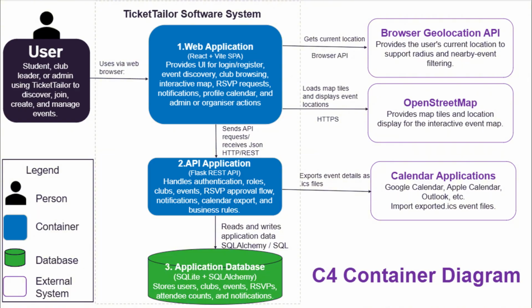The third one is the application database. In local deployment, the system can use SQLite through SQLAlchemy. In the deployed AWS environment, the same application can connect to PostgreSQL through RDS.